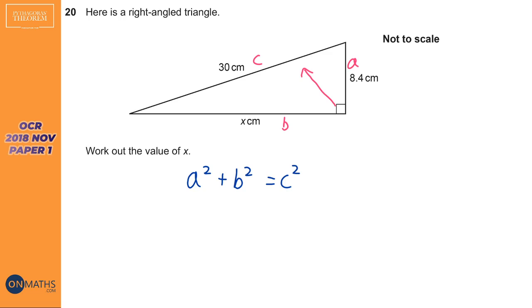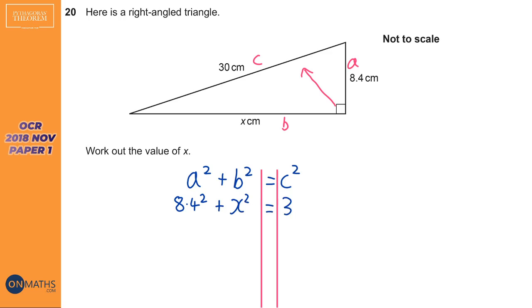So let's put our lines in as well. Make sure we're all organised. And let's just try and do better lines. There we go. Right. So A is going to be 8.4. Again, it doesn't matter which way around you do this. B is going to be x.